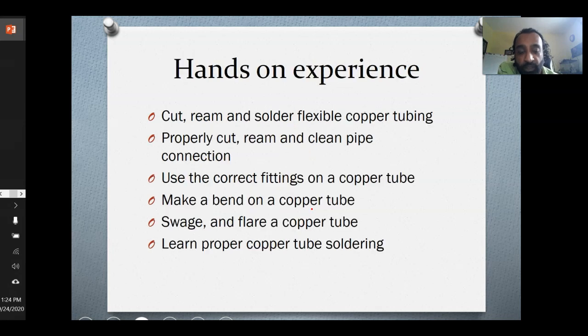Okay, moving on. With the hands-on experience, you will need to cut, ream, and solder flexible copper tubing. You learn how to properly cut, ream, and clean pipes for connections. You will use the correct fitting on the copper tube and make a bend on the tube using a bender. We also learn how to swage and flare a copper tube, and we learn the proper way of soldering. I did post a few videos on YouTube from somebody who's doing really good soldering, and we'll do some in the lab as well.